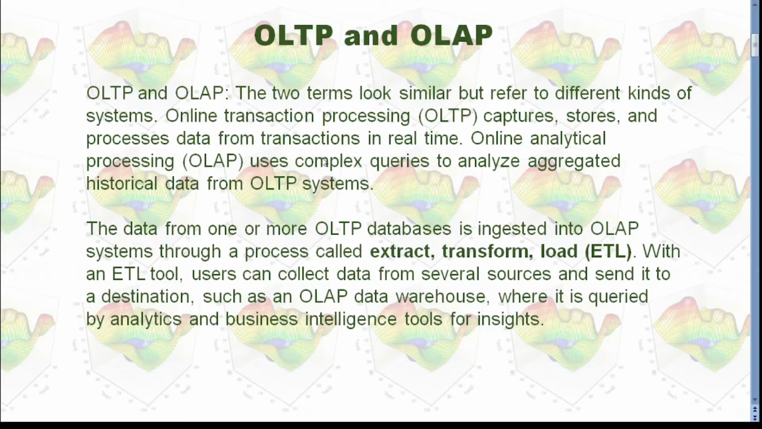OLTP is the acronym for Online Transaction Processing. It captures, stores, and processes data from transactions in real time. OLAP is the acronym for Online Analytical Processing. It uses complex queries to analyze aggregated historical data from OLTP systems. The data from one or more OLTP databases is ingested into the OLAP system through a process called extract, transform, load, or ETL.